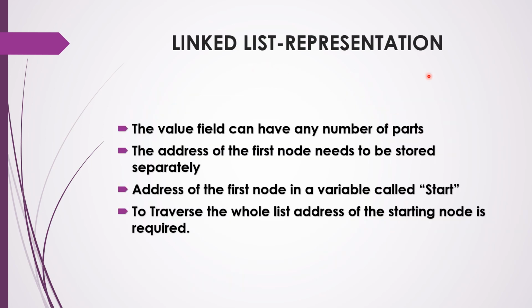In linked list representation, the value field can have any number of parts. As we saw in this scenario, there is product ID and name, 2 value fields. The address of the first node needs to be stored separately so that it's easy to access the start of the linked list. The address of the first node is stored in a variable called start. And in order to traverse the whole list, the address of the starting node is required.